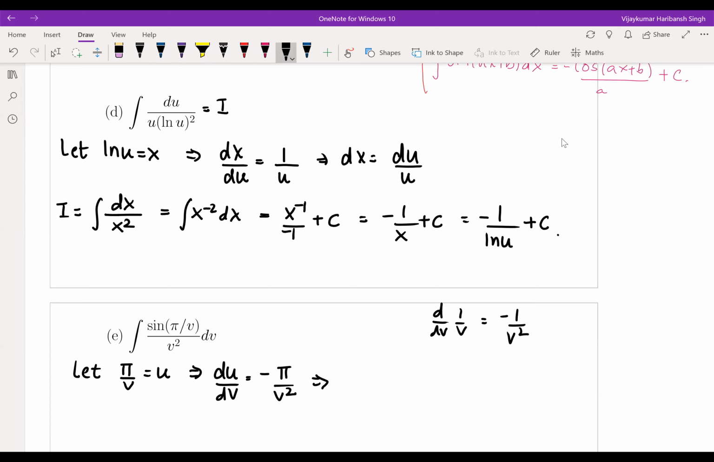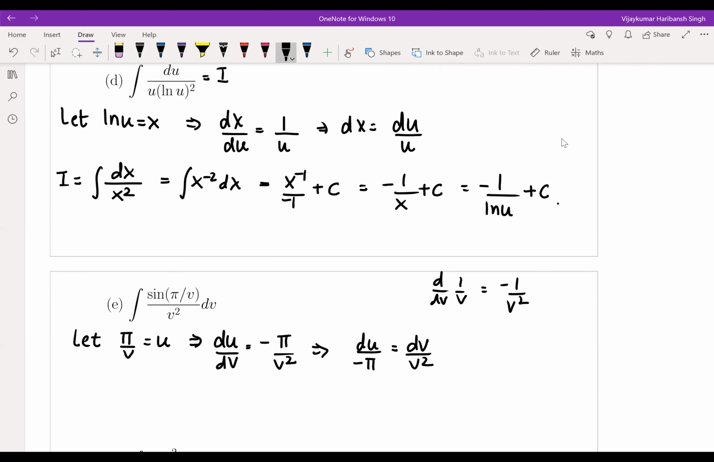This implies du by minus pi equals dv by v square, because after all we want to replace this part, right? We already found the replacement for pi by v. We want to replace this part. So what do we get?